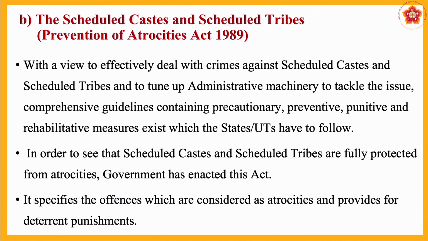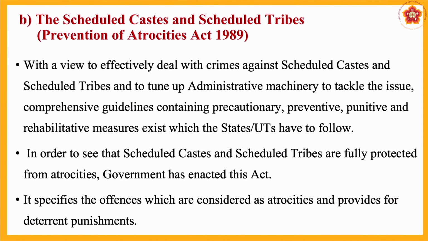Now, we take the B part, the Scheduled Caste and the Scheduled Tribes, Prevention of Atrocities Act of 1989. Prevention we understand to mean stop, and atrocity means brutal actions, cruel actions against these scheduled castes and scheduled tribes.